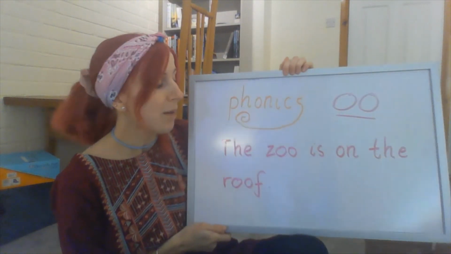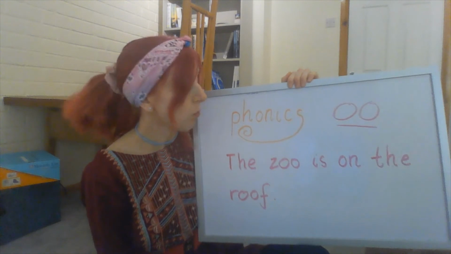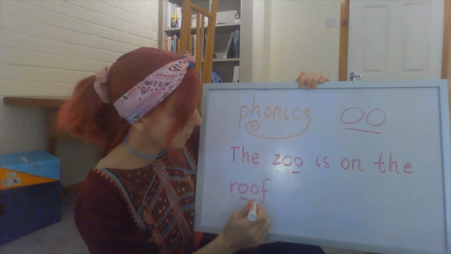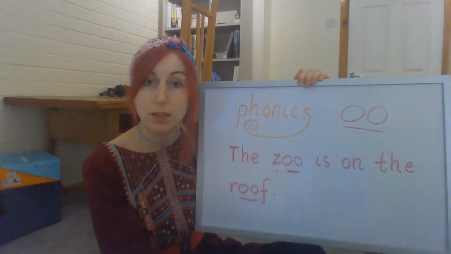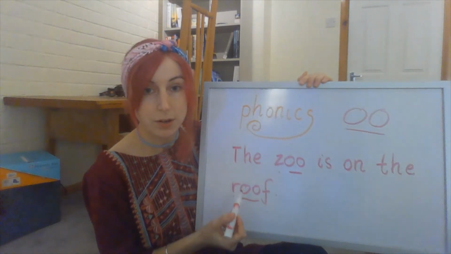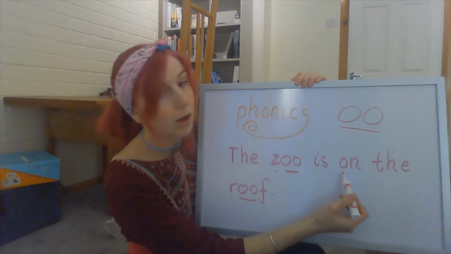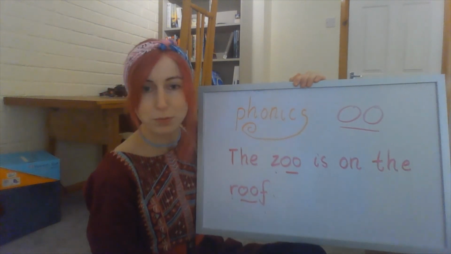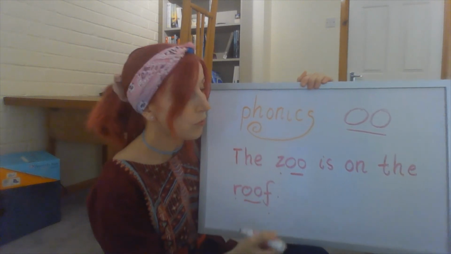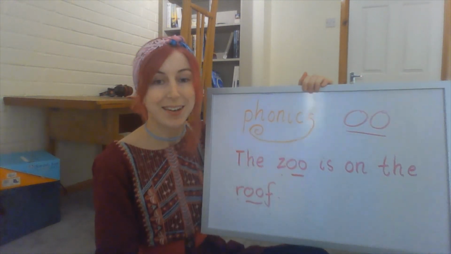Okay, today's caption is so silly that I didn't even try and draw a picture to go with it, but I'm sure you, with your wonderful imaginations, will be able to draw some fabulous pictures to go with it. I'm just going to pop some sound buttons in for you, and then we will read it together. A lot of the words in this sentence are high-frequency words. Those are the ones that we just need to know. Okay, so let's get started. The zoo is on the roof. The zoo is on the roof. Have a go at writing out that sentence and drawing me a super silly picture to go with it.